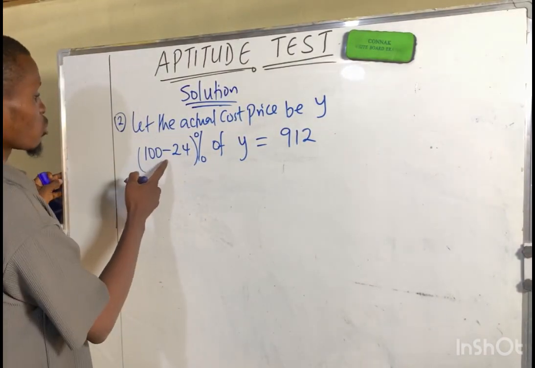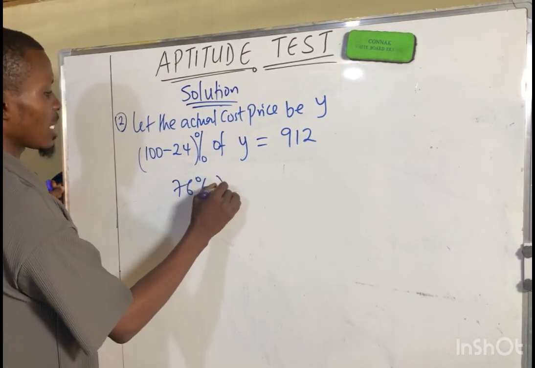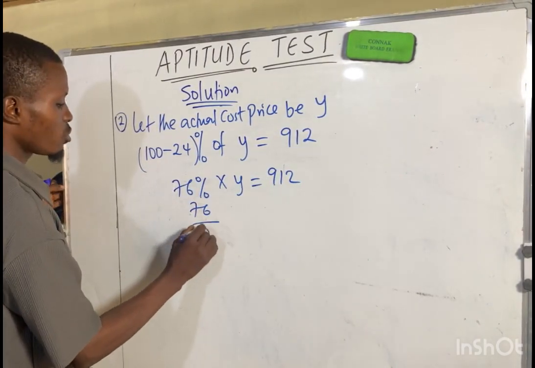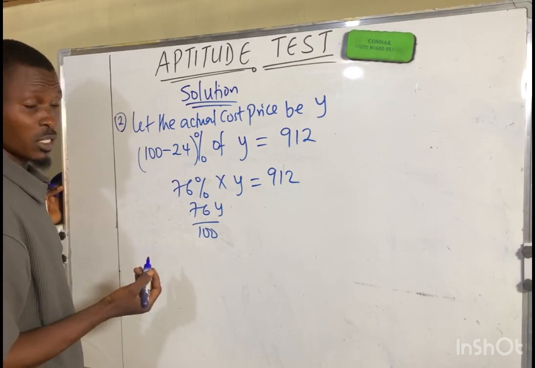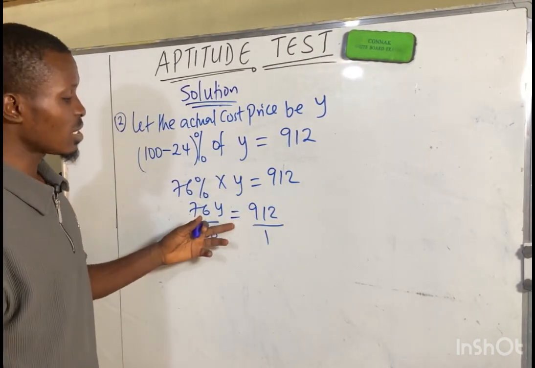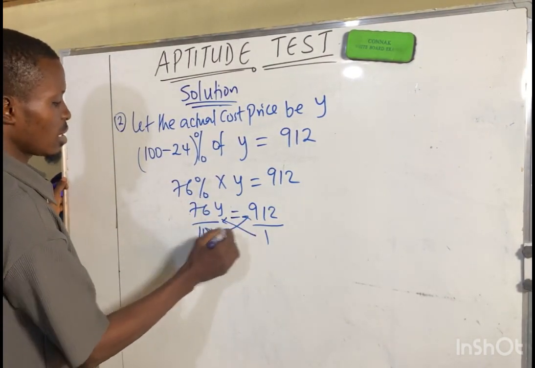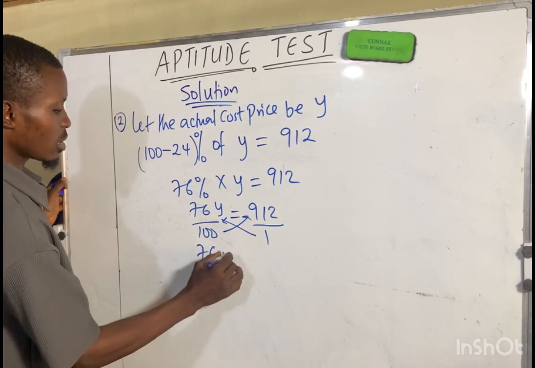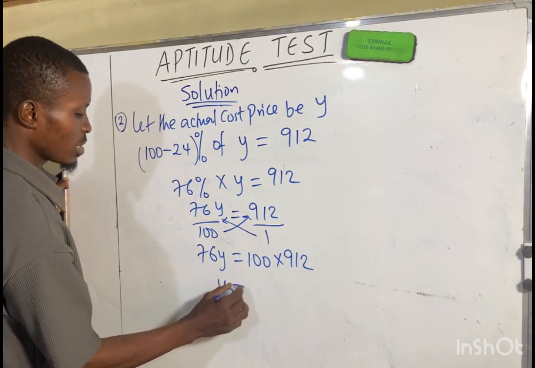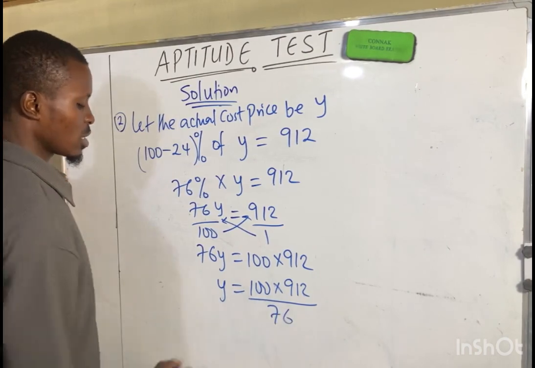So we evaluate this equation to get our y. 100 minus 24 gives us 76%, so 76% times y equals 912. This is 76 over 100, or 76y over 100, equals 912. Now I have an equality sign between two fractions, so I can conveniently cross multiply. When you do that, you have 76y equals 100 times 912, and y is 100 times 912 over 76.